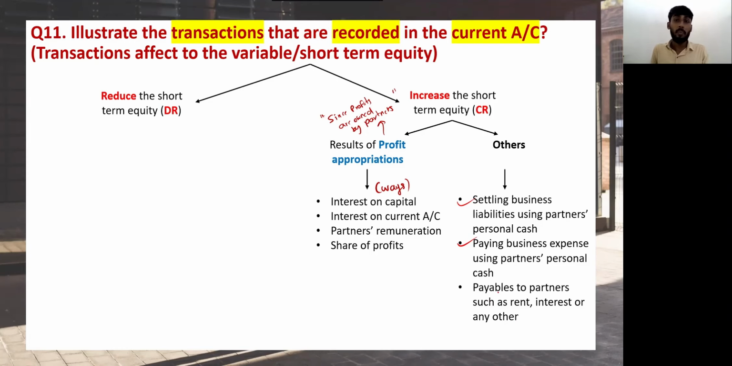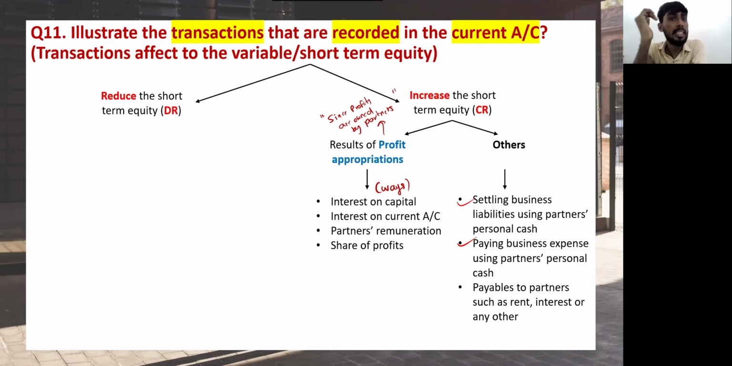Now, when a partner is contributing to the business as a third party, as an external party, not as an owner, then the interest, rent, salary and any other things need to be paid. The payable part shall usually be a current liability, no? Accrued rent, accrued interest, accrued salary. All these things need to be recorded under current liabilities in a normal situation.